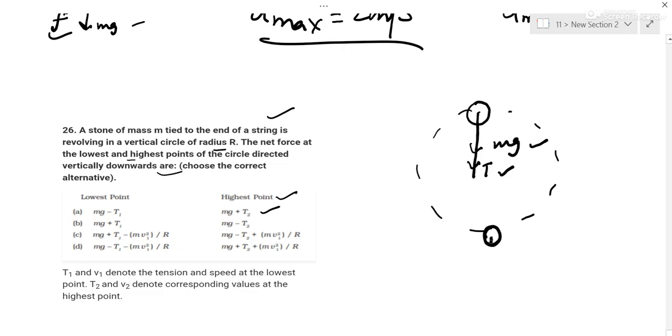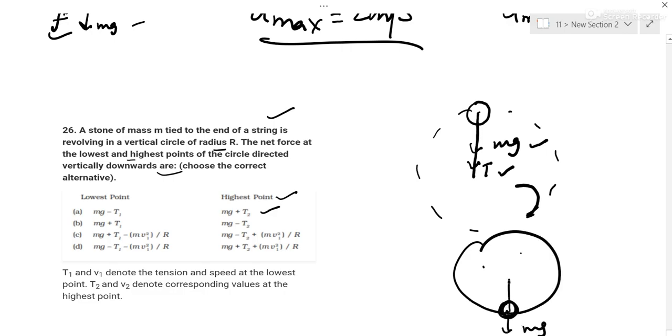Now at the lowest point weight would be like this, and the thread will be like this, thread means tension, so the centripetal force will be equal to T minus mg. Or you can say at the lowest point, this is your weight, it is mg. Tension would be like this. So they are in opposite directions, so it can be written as mg minus T also. So the first option is correct, at the lowest point this and at the highest point this. So the first option is the only one correct.